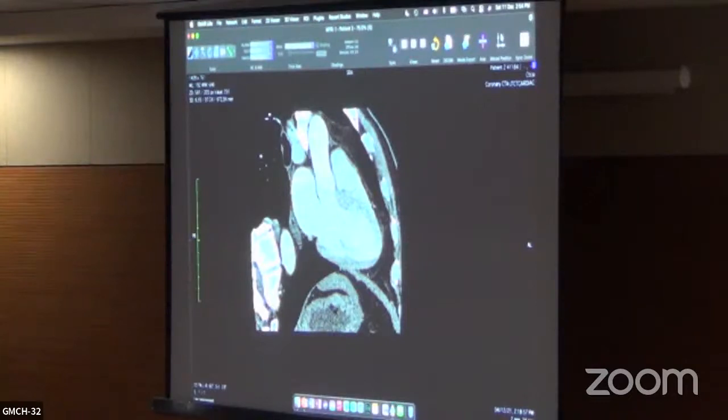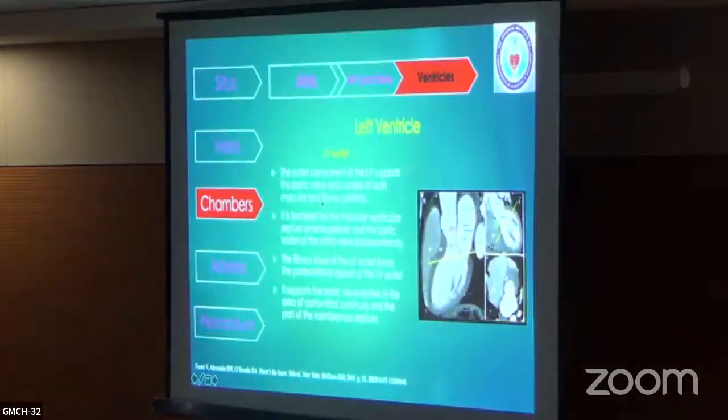You can make out that one wall of the outlet is muscular, one wall is not muscular, it is fibrous. So this basically tells you that this is the left ventricular outflow tract. If you see muscle all around, then it will be the right ventricular outflow tract. If you don't see muscle all around, if one is muscular and one is fibrous, that makes this the LVOT. So we've talked about this.